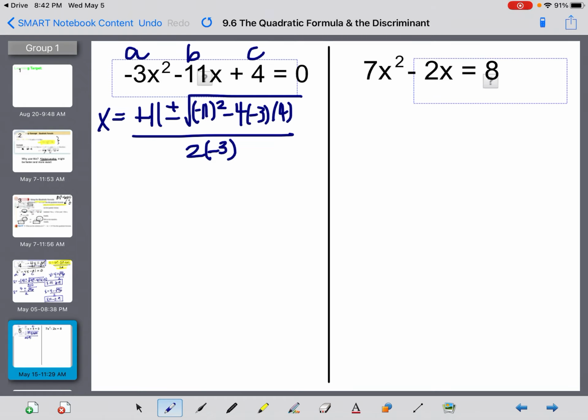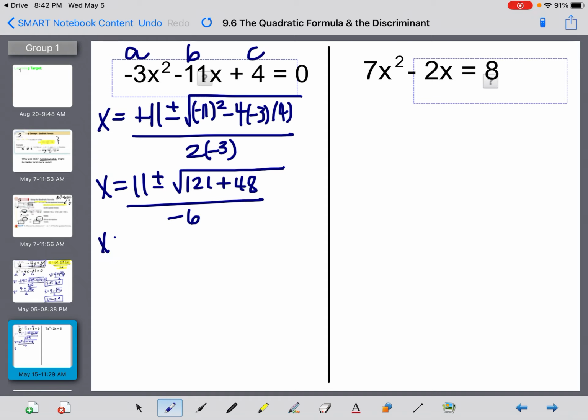Okay, we're going to start narrowing it down. So we know we have this positive 11, still plus or minus, underneath the square root. 11 squared is 121, minus 4 times negative 3 is negative 12, times 4 makes it negative 48, but it's negative. So we have 121 plus 48 underneath here, all divided by negative 6. So keep going. x equals 11 plus or minus. If I add together 121 and 48, I get 169, divided by negative 6.